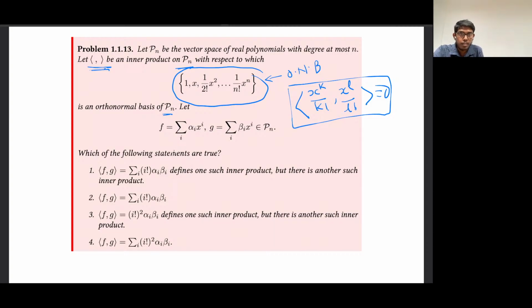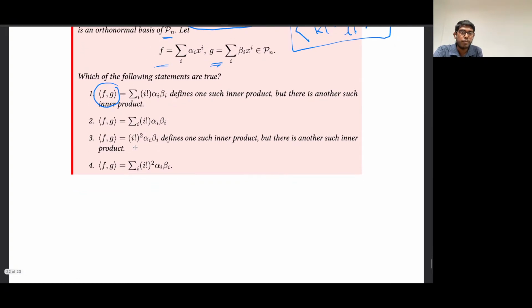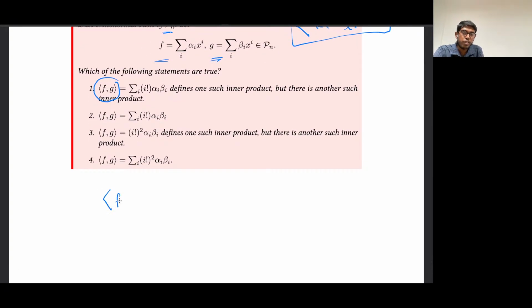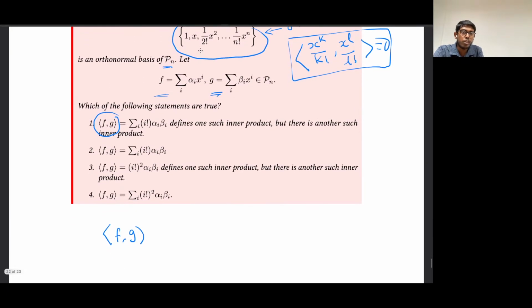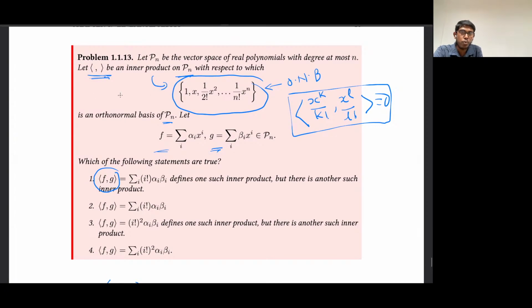Now f is this and g is this. So we have to see what the inner product of fg will be. Let's see what is the inner product of fg. We know this is an orthonormal basis. So what we know is that x to the power k by k factorial and x to the power l by l factorial. So let's write it down.